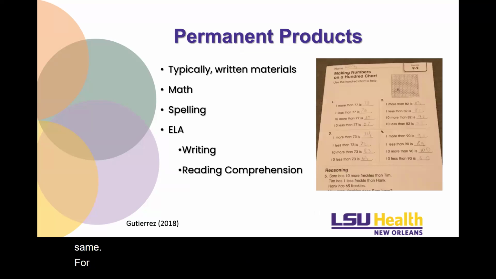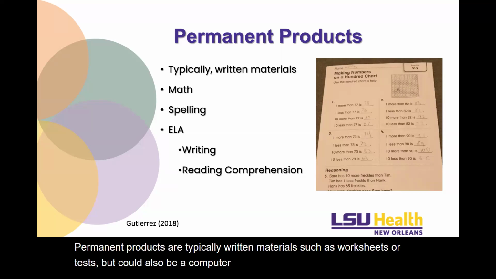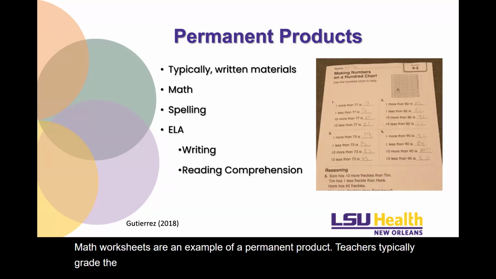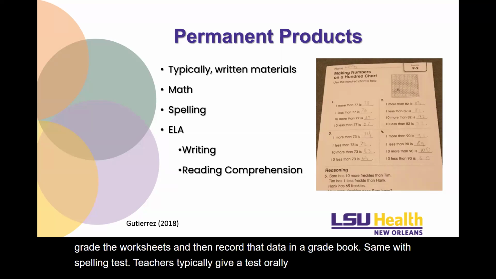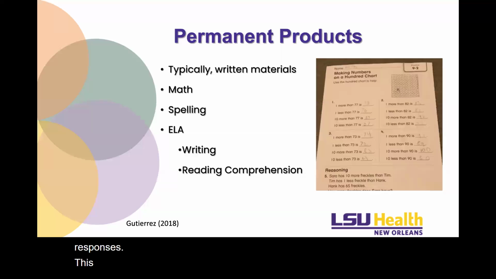For most students and classes, the data collected is permanent products. Permanent products are typically written materials, such as worksheets or tests, but could also be a computer-based system that saves the information. Math worksheets are an example of a permanent product. Teachers typically grade the worksheets and then record that data in a gradebook. Same with a spelling test. Teachers typically give a test orally, the student writes down responses, and then the teacher grades based on correct responses. This produces the number grade that is recorded as data in the gradebook.